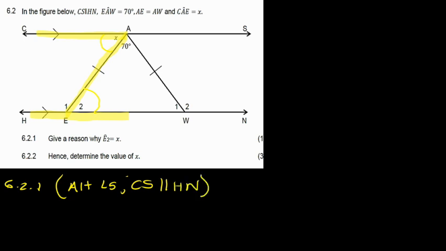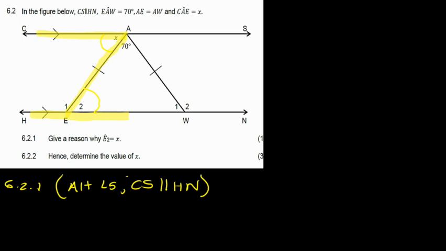So, how is it equal to x? I see they should be equal to each other. They are parallel lines here, and there's a transversal line. It makes a Z, right? So it makes a Z or an N. That means those are alternate angles. I'm sure you guys remember this. So let's write it down: alternate angles, because CS is parallel to HN. That's lovely. Let's move on to 6.2.2.